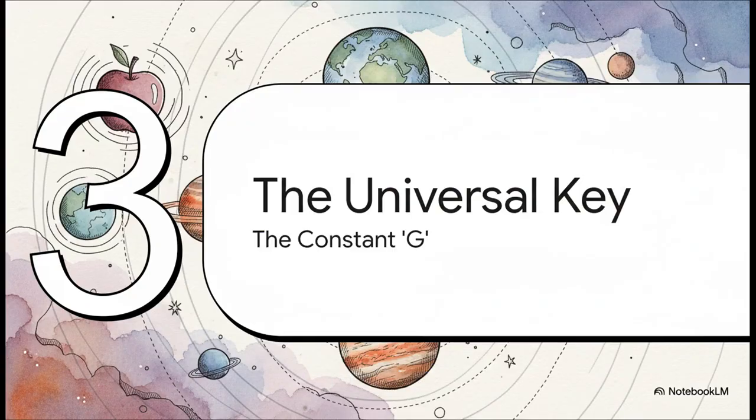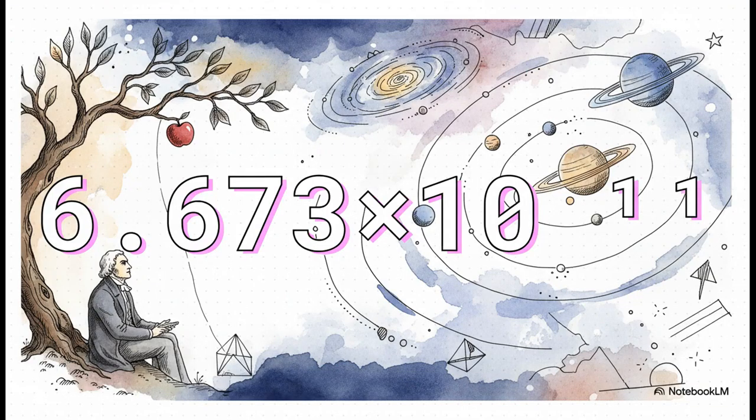All right, let's zoom in on that final, kind of mysterious piece of the puzzle, that capital G. This isn't just some random letter. It's a fundamental property of our universe, something we call the universal gravitational constant. Think of it as the magic number, the conversion factor that makes the whole equation balance out perfectly. And this is its value.